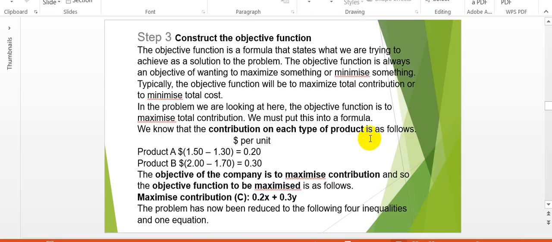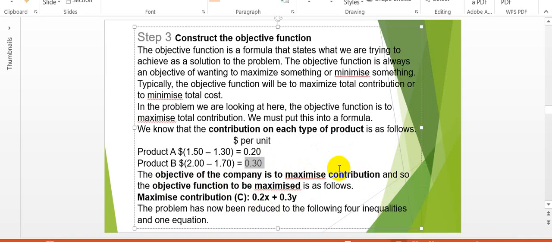So our sales, we are told for product A was 150, variable cost 130, giving us a contribution per unit of 0.20. For B, a contribution of 0.30. So the objective function of the company is to maximize contribution, and so the objective function to be maximized will be as follows: 0.2x plus 0.3y.